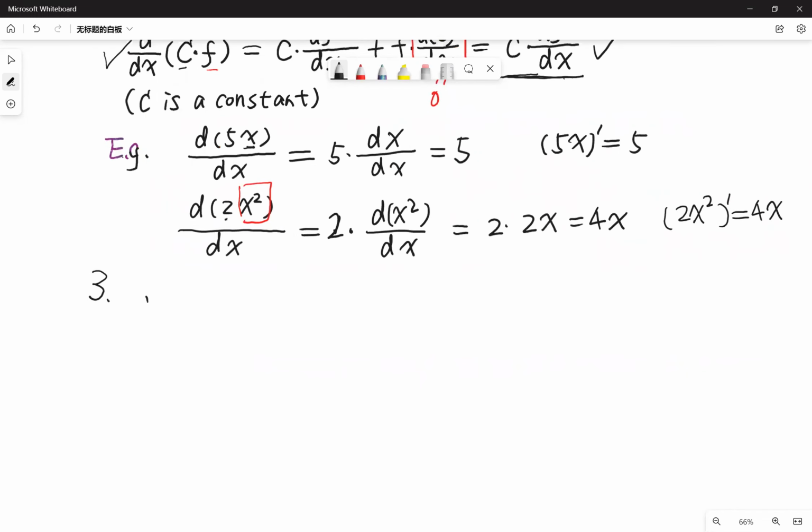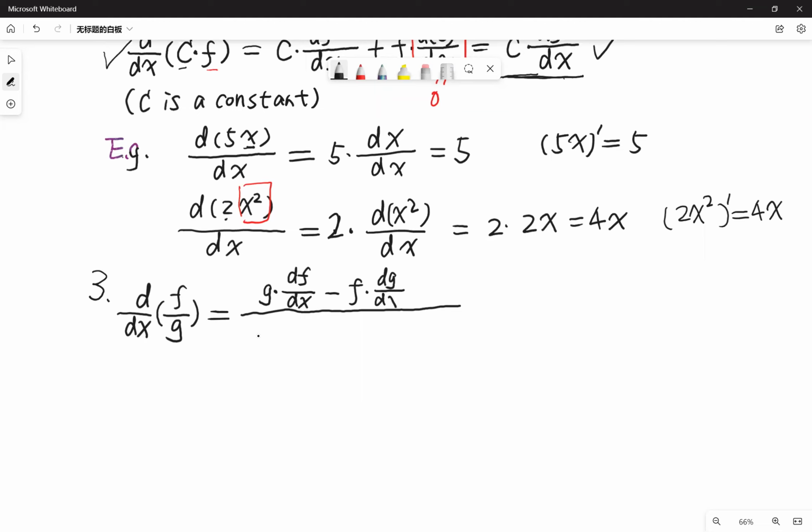The quotient rule: the differential of f by g, d/dx of the quotient of f and g, equals g times df/dx minus f times dg/dx, all divided by g squared.